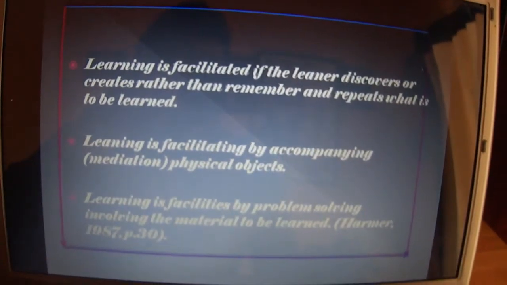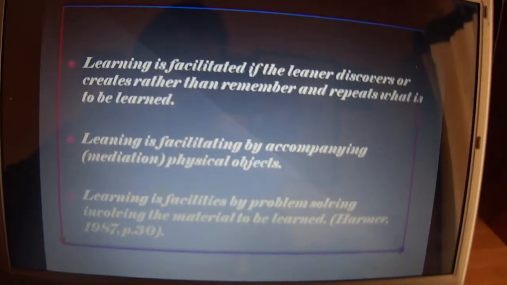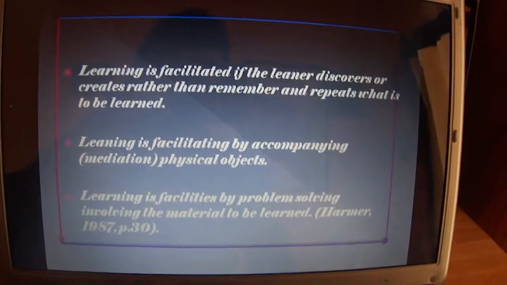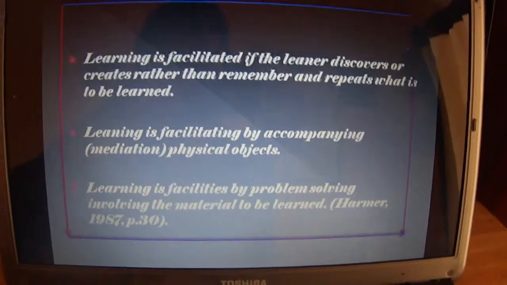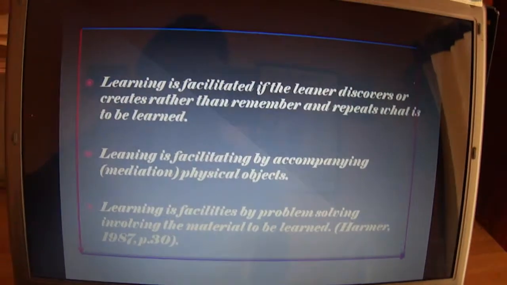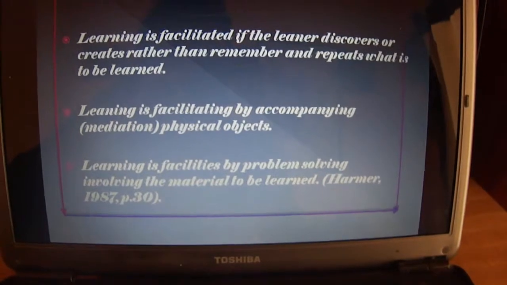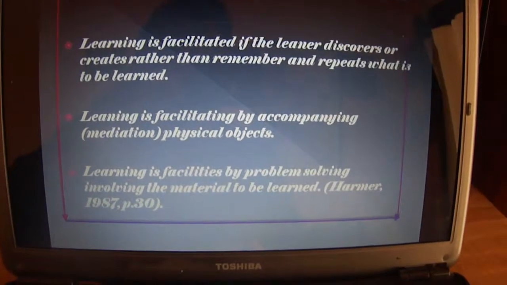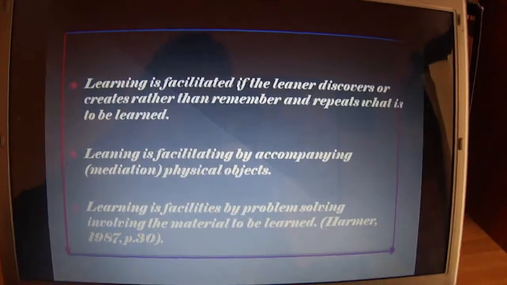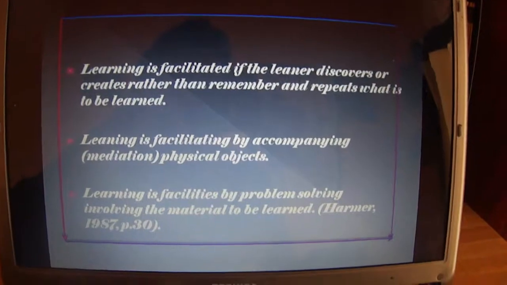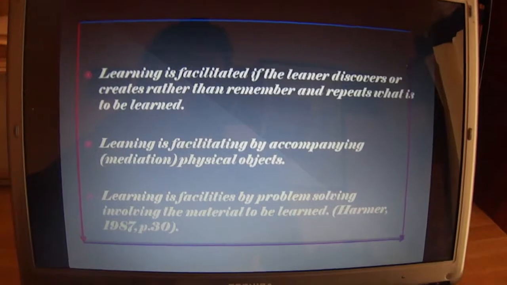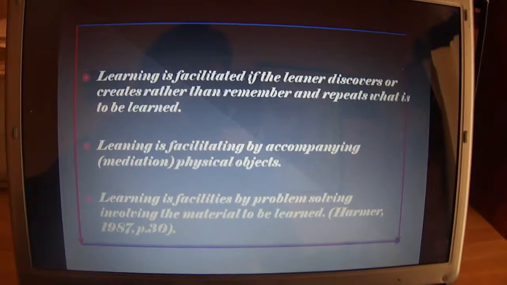Learning is facilitated if the learner discovers, creates, then remembers and repeats. That is what is to be learned. So the learner needs to discover the language, discover the vocabulary, discover the structure. Also, learning is a fascinating thing, combining mediation with physical objects. In this method, we can combine physical objects, for example a piece of paper. Then we're gonna create a real-life situation with this piece of paper.